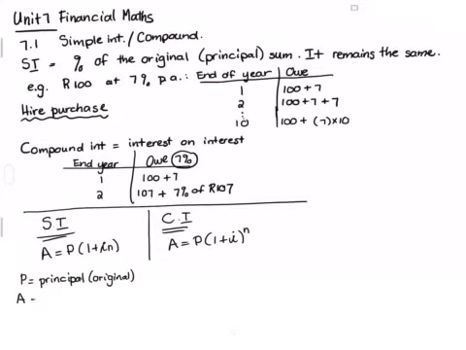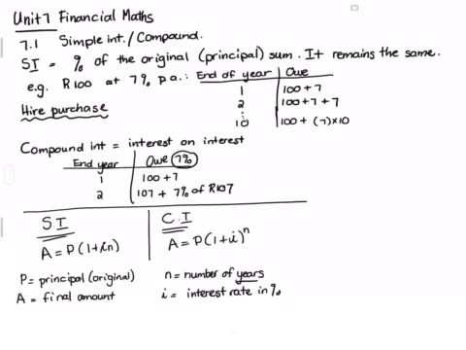A is the final amount. How much will it amount to in the end? n is the number of years. And i is your interest rate in percentage. So both of them count the same. Compound interest, it's to the power of n.